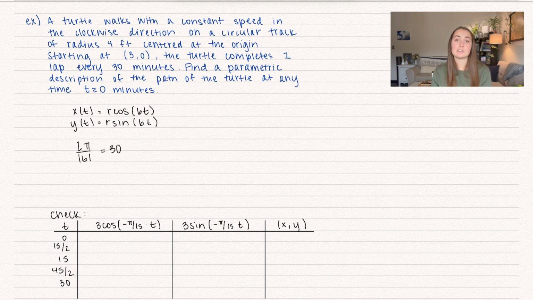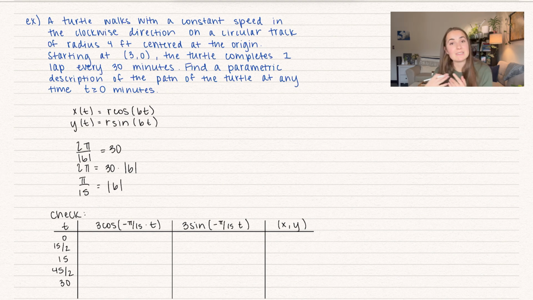And we know it takes the turtle 30 minutes. So we get 2 pi is equal to 30 times the absolute value of b. And now I can divide both sides by 30, right? And that ends up simplifying to pi over 15 is equal to the absolute value of b.